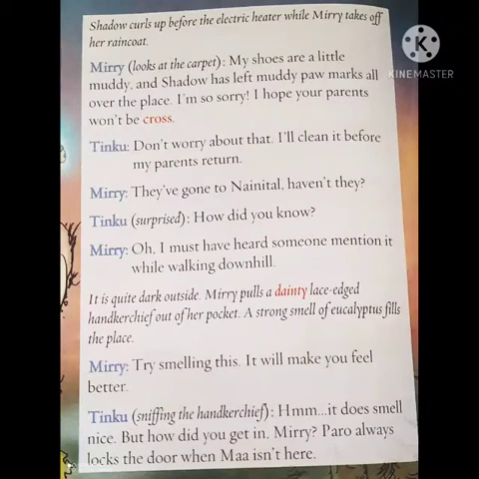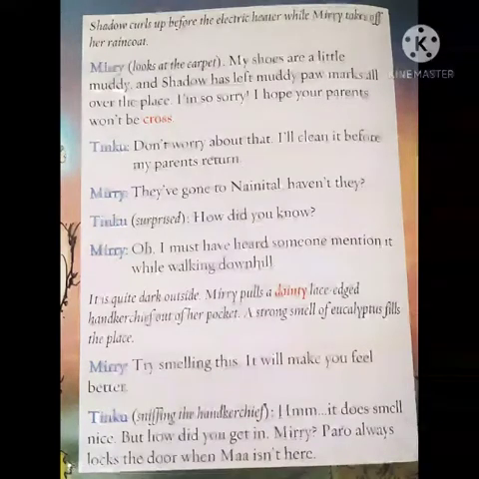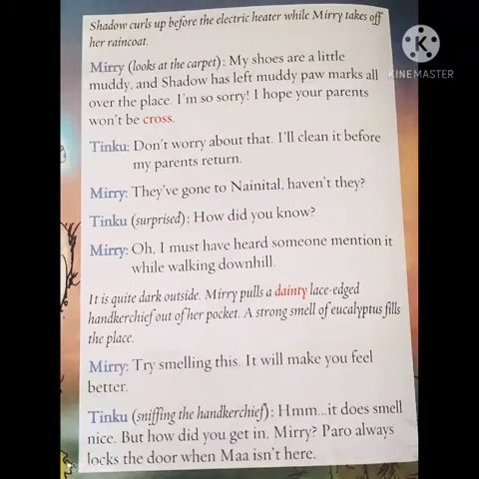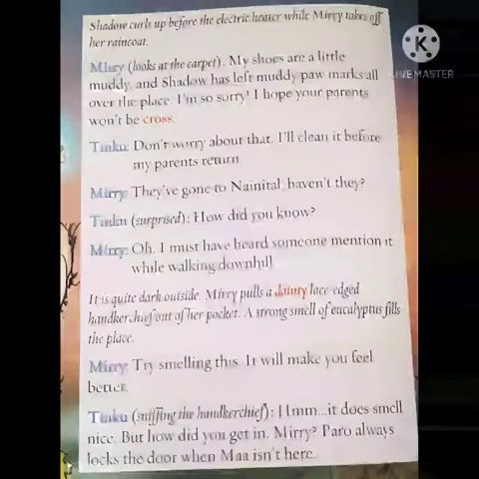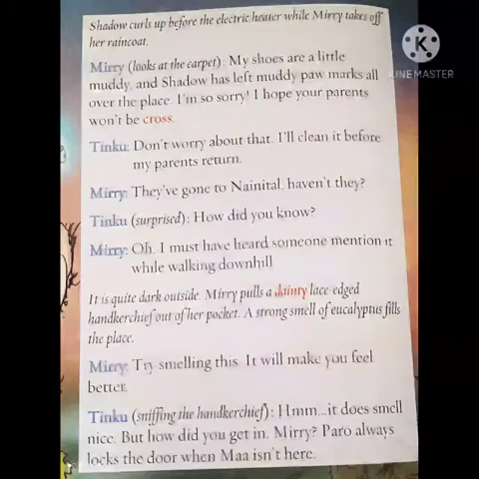Down the hill, somebody was talking about your parents and they were telling that they had gone out. And now it was quite dark outside. Miri slowly pulls a small handkerchief. Dainty means small, pretty and delicate, the handkerchief she pulled out from her pocket. A strong smell of eucalyptus oil is spread over the whole area. Now Miri asked Tinku to smell the handkerchief and said that it will make her better.